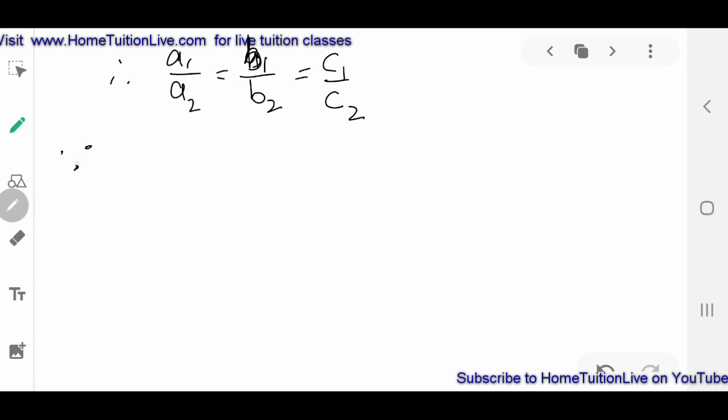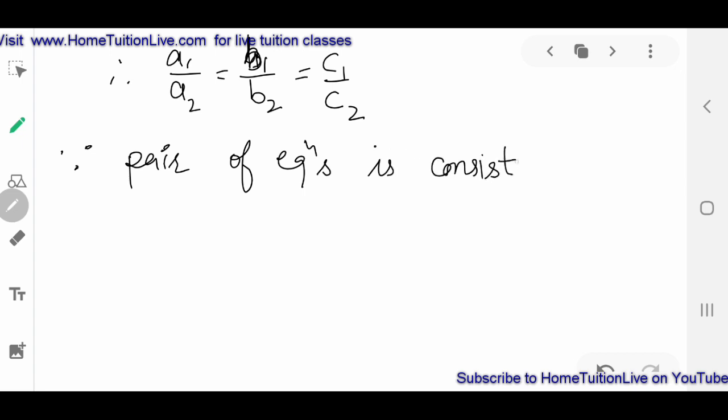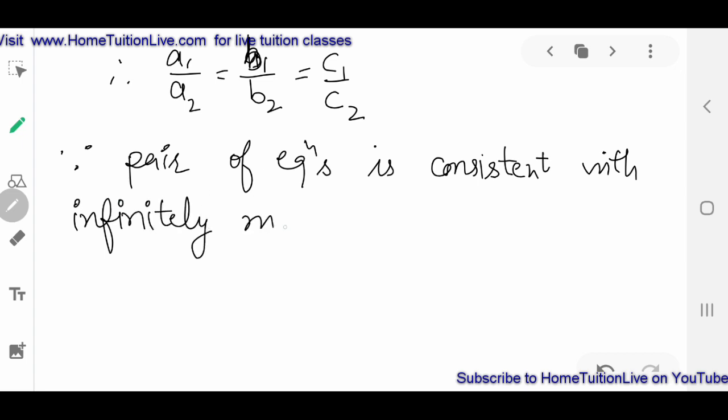Therefore, the pair of equations is consistent with infinitely many solutions.